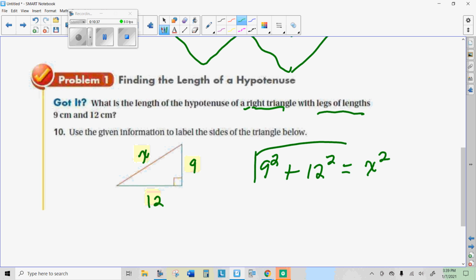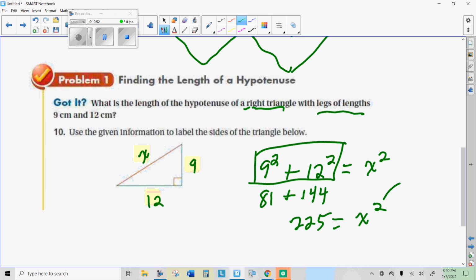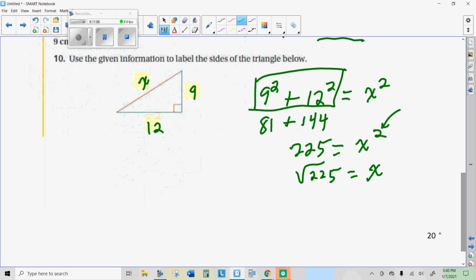So now I'm going to just find out what this equals, add those two together. That's 81 plus 144, which is 225. That's x squared. I have to do one more step. I have to undo this x squared, so I'm going to do the square root to undo that. And the square root of 225 is 15.